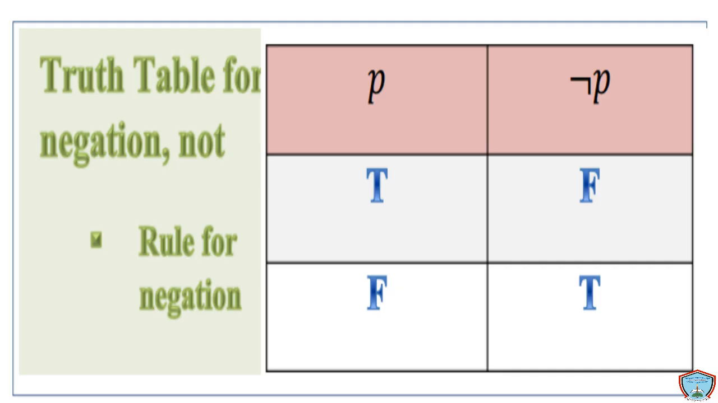Negation is represented by not. It is a single operation connective that reverses the truth value of the original proposition. If the original proposition is true, its negation becomes false and vice versa.